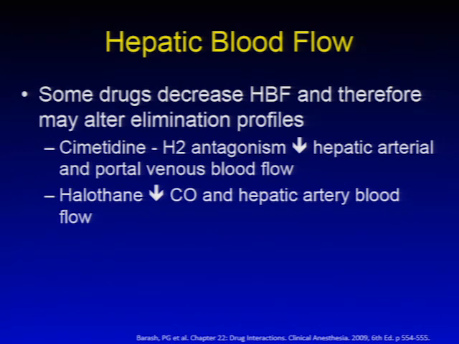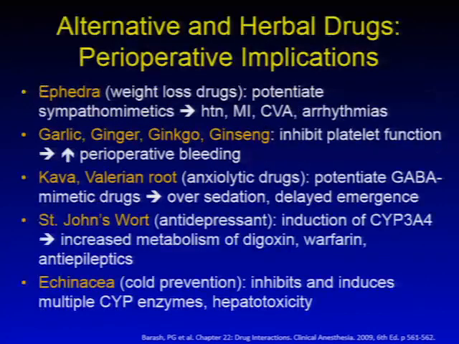Now, some drugs can decrease the hepatic blood flow and therefore alter elimination profiles of drugs with high extraction ratios. Cimetidine, again, which is an H2 or histamine type 2 receptor antagonist, can decrease the hepatic arterial and portal venous blood flow and thus affect the elimination pharmacokinetics of certain drugs. Halothane, also through its decrease in cardiac output, will decrease hepatic artery blood flow and again decrease the elimination of drugs with high extraction ratios.